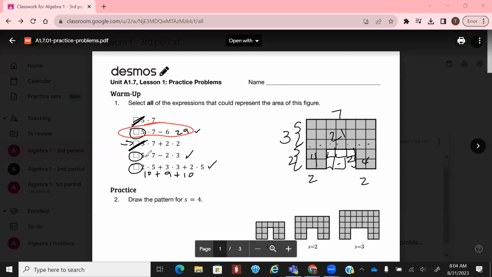Okay, let's look at this. They said 5 by 7, and then they said minus a 2 by 3. Does that make sense? A 2 by 3? Yep. That one works too. What about this last one? We have a 2 by 5, and then we have a 3 by 3, and then we have a 2 by 5. Did we see that? Okay, cool. So all 3 of those work.